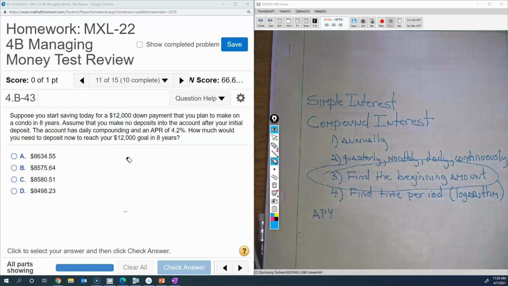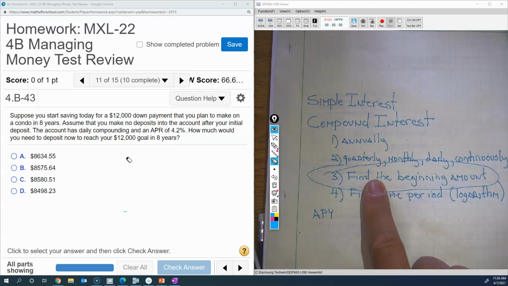Suppose you start saving today for a $12,000 down payment that you plan to make on a condo in 8 years. Assume that you make no deposits into the account after your initial deposit. The account has daily compounding, APR is 4.2%. How much would you need to deposit? So how much do you have to start with?